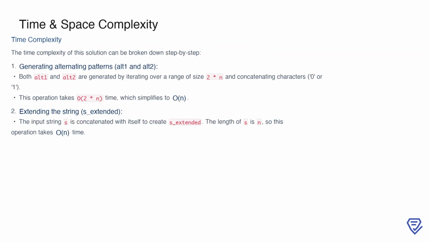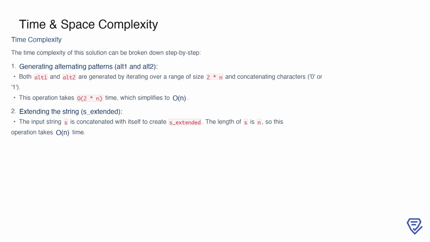In analyzing the time complexity of our solution, let's start by breaking it into its core steps. First, we generate two alternating patterns, alt1 and alt2, which represent the two possible alternating binary strings. To do this, we iterate over a range of size 2*n and concatenate either 0 or 1 as appropriate. Since this loop runs 2*n times, the time complexity for generating these patterns is O(2*n), which simplifies to O(n).